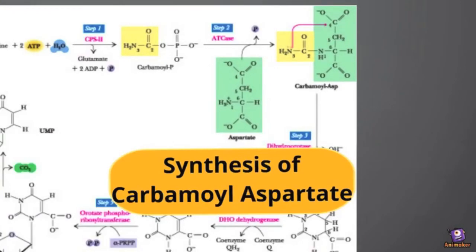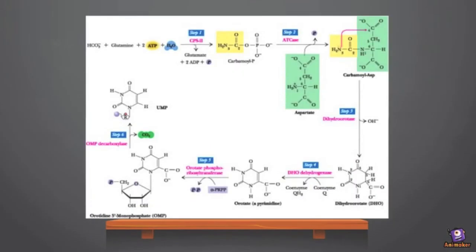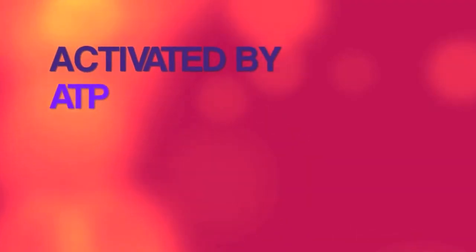Step 2 will be the synthesis of carbamoyl aspartate. The enzyme used is aspartate transcarbamoylase or ATCase. In this step, there will be a condensation of carbamoyl phosphate with aspartate with the release of inorganic phosphate. The ATCase enzyme is activated by ATP but inhibited by CTP.